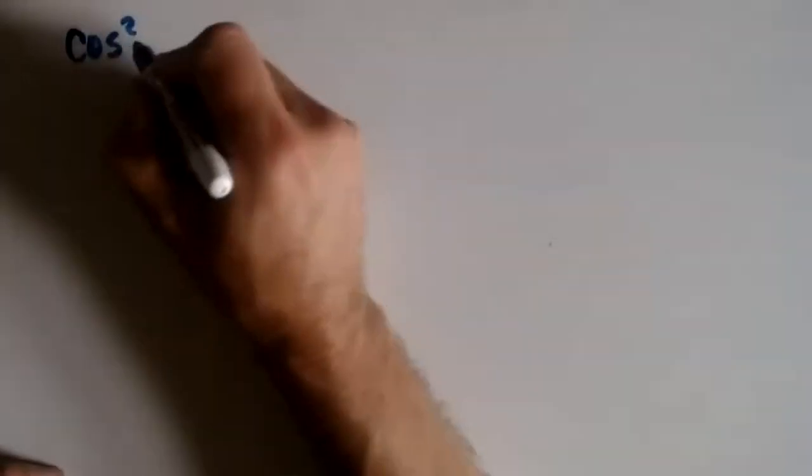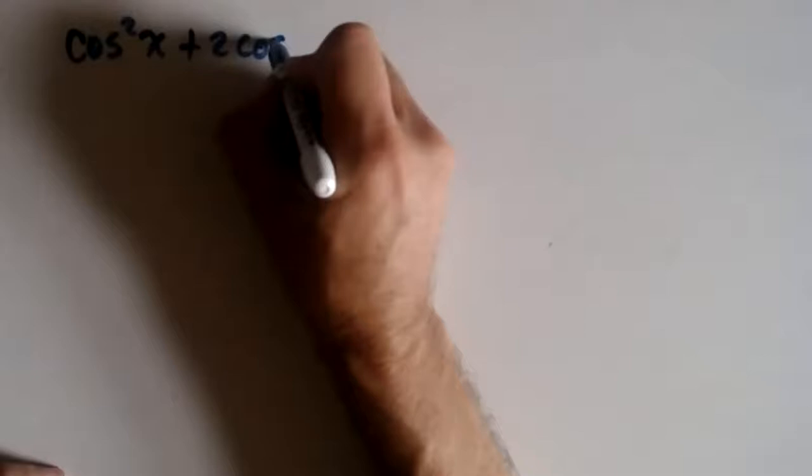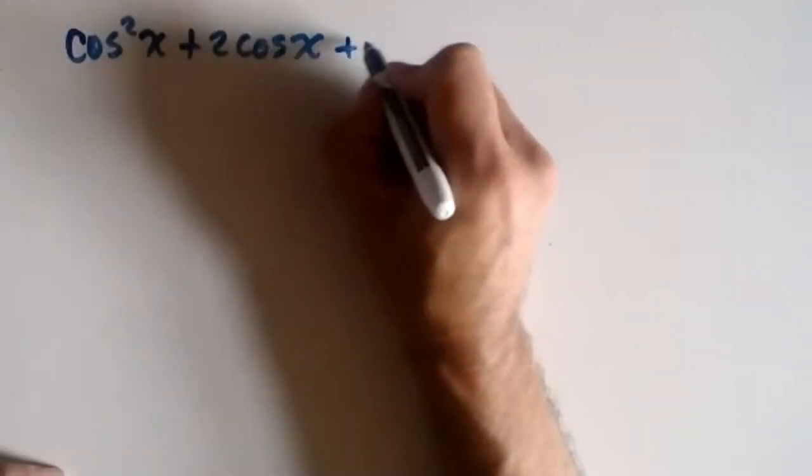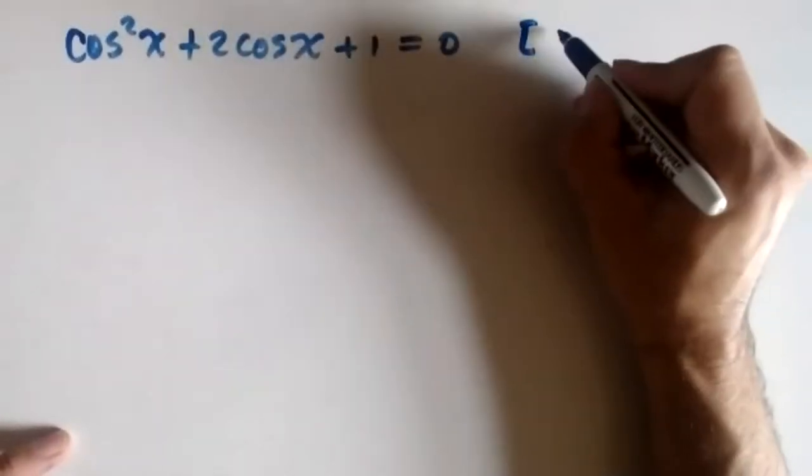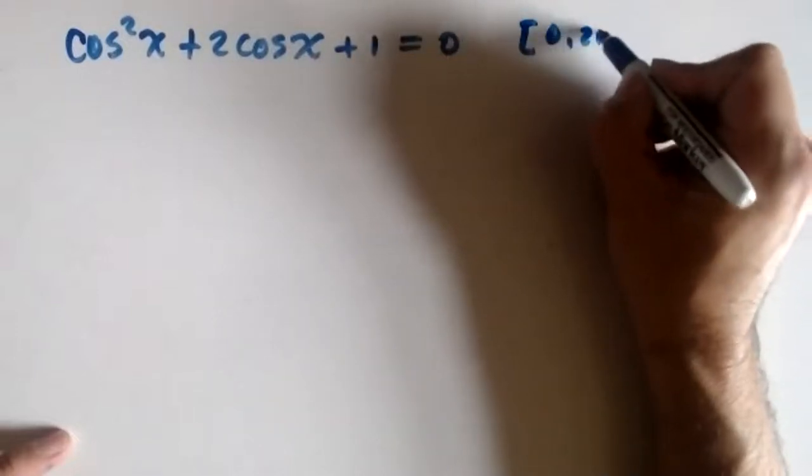Okay, now we have to solve this equation, right? Cosine squared x plus 2 cosine x plus 1 equals 0 on the interval 0 to pi.